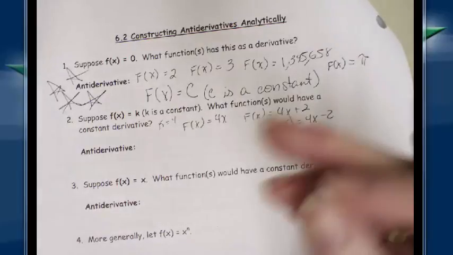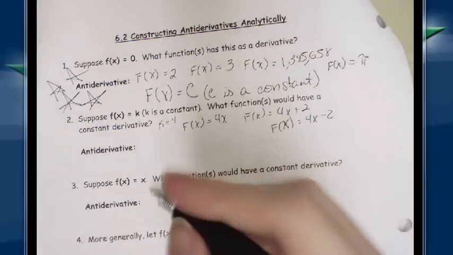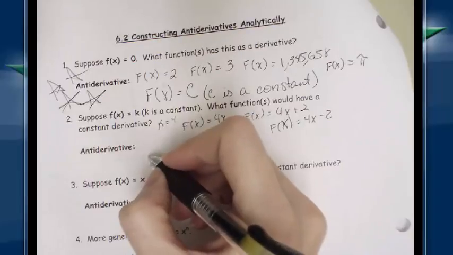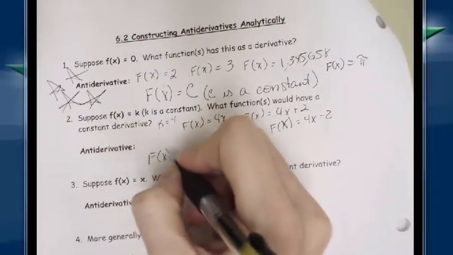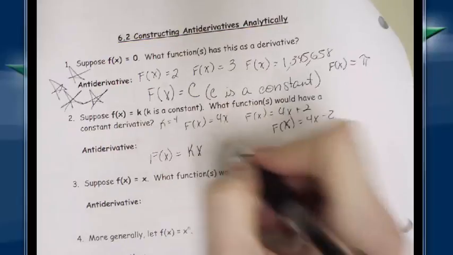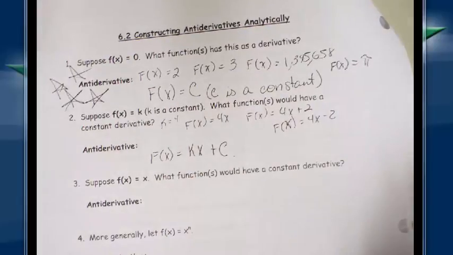So when you end up with your k there, you want to say that the general form of an antiderivative there is going to be kx plus that c.